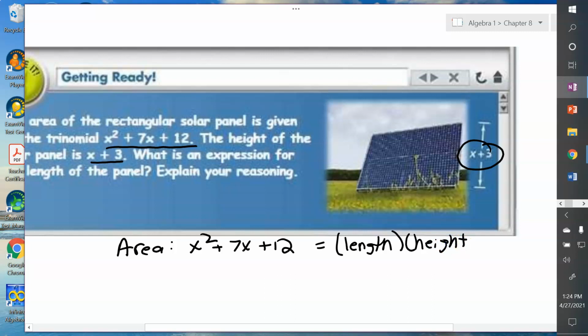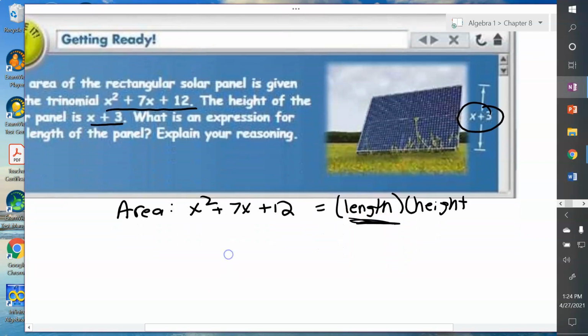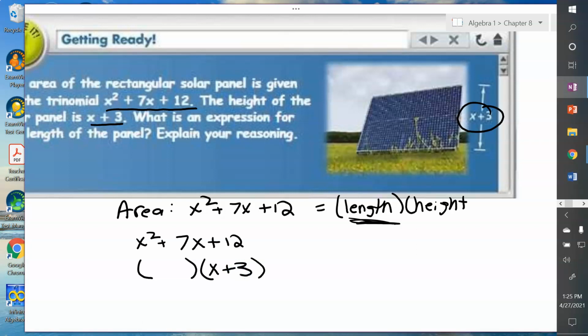So what we're trying to do when we're trying to find the length of this panel is we're going to start with x squared plus 7x plus 12. And we're going to factor it so we get answers in this form. One of our answers is going to be x plus 3 because that's the height that's given. And for the other one, we need to figure out something that goes here and something that goes there.